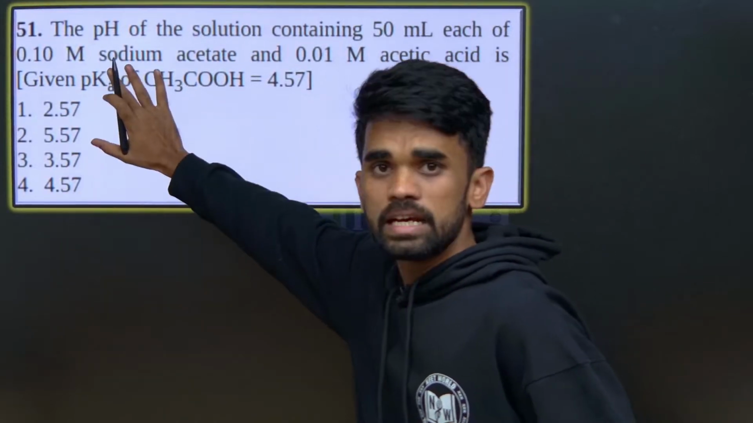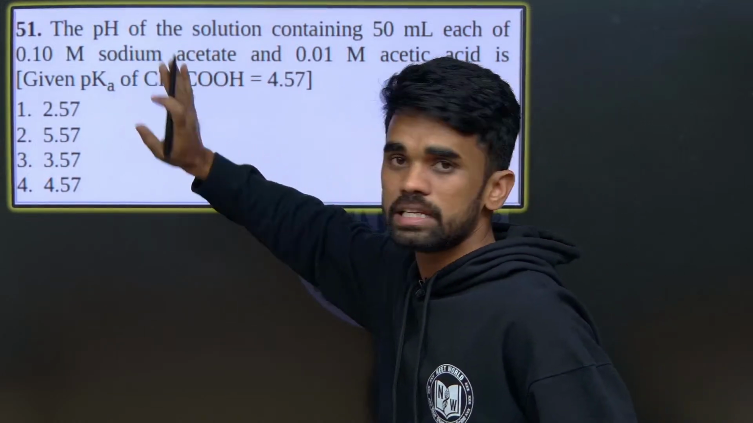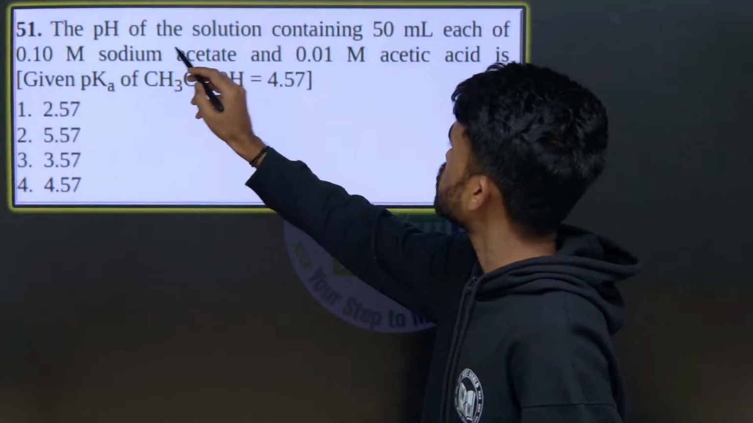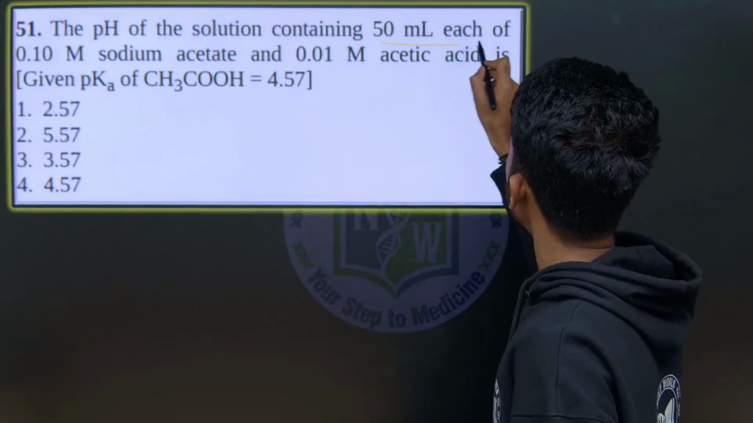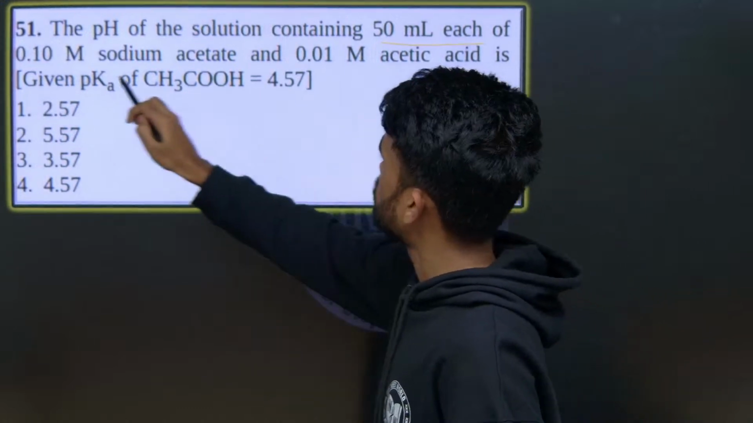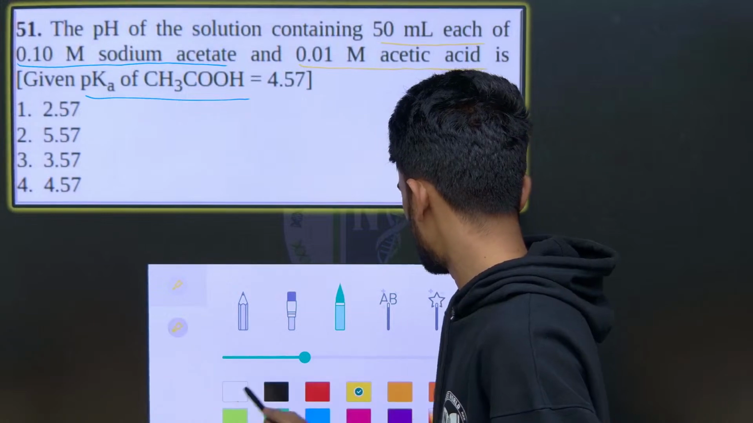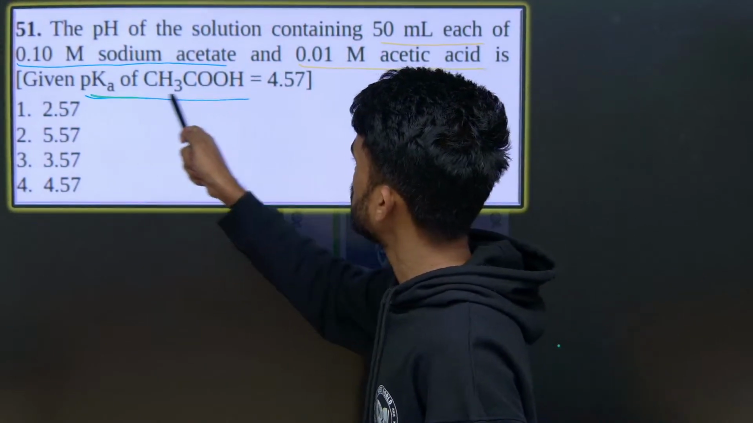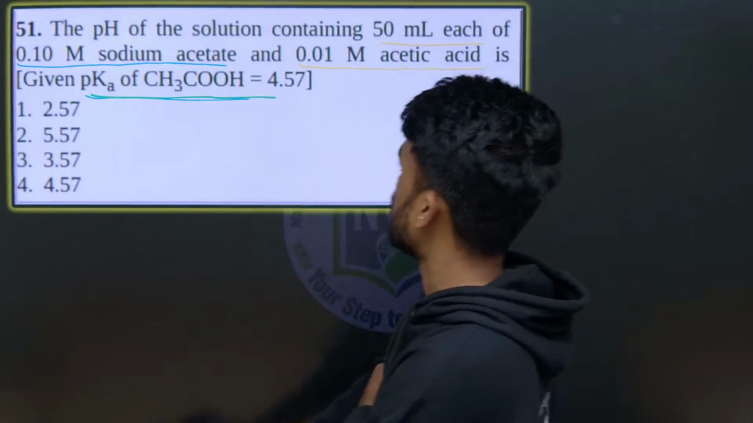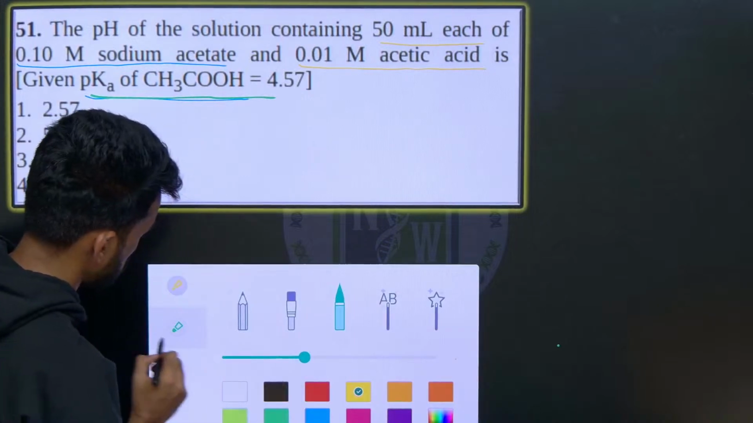Okay, so just try this question once, give a try from your side. How can we solve this kind of question? See, the pH of a solution containing 50 ml of 0.1 molar sodium acetate and 0.1 molar acetic acid. So they have given this data. How can we find the pH of this particular mixture?